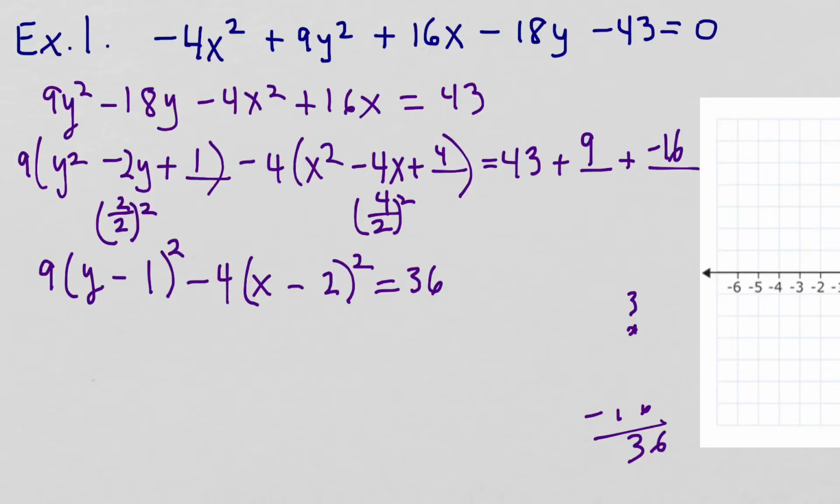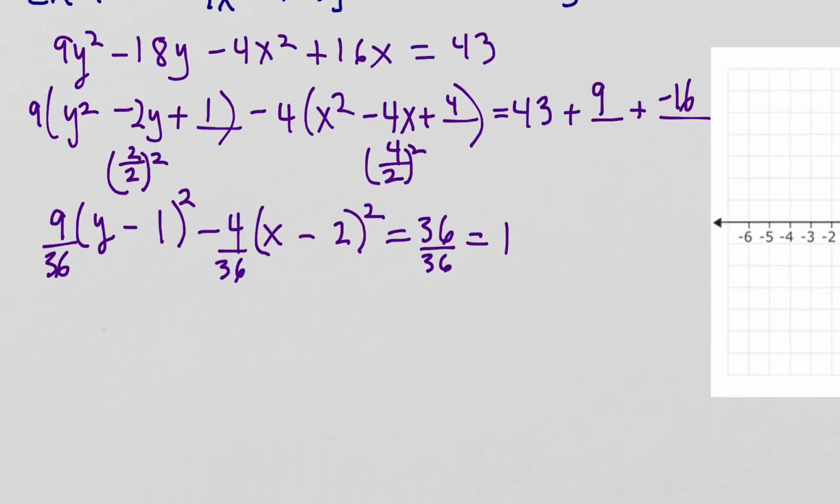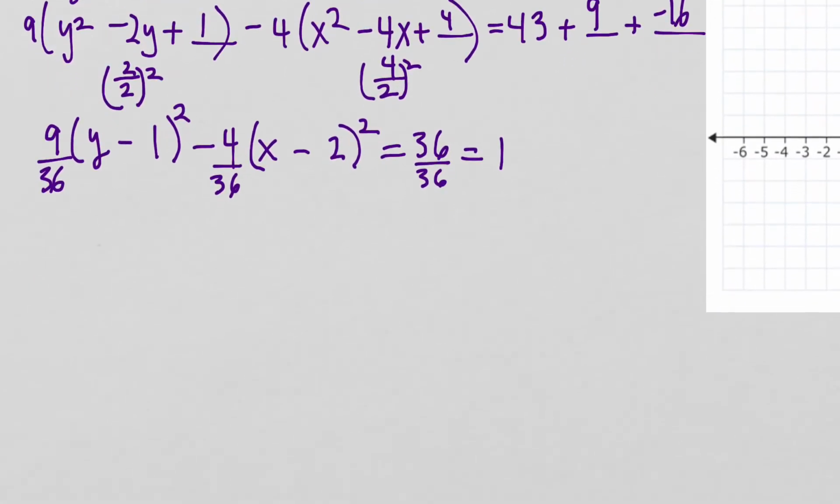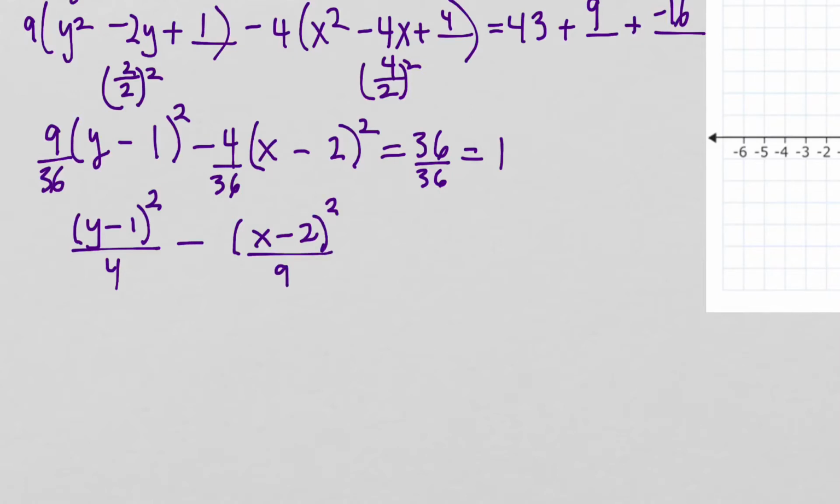Next, I go ahead and divide by 36 for every term, so I can get the 1 that I want on the right-hand side. Remember to look at your formula sheet to see what standard form for a hyperbola looks like. Now I reduce 9 over 36, so that's a 4 in the denominator, and I reduce 4 over 36, so that's a 9 in the denominator, equals 1. So this is the form I'm looking for.